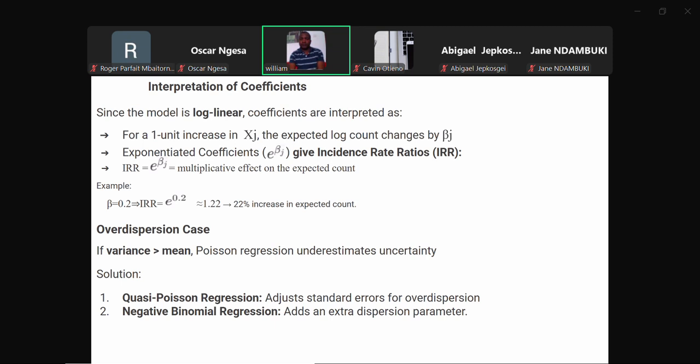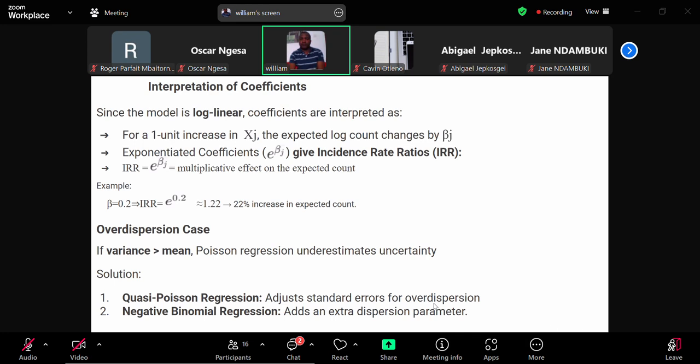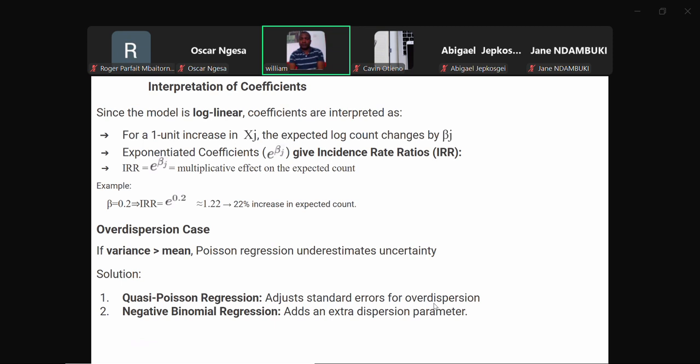And maybe we can check the overdispersion case, where the variance is greater than the mean. How do we handle that? Instead of just using Poisson regression, we can use what we call quasi-Poisson regression or negative binomial regression. Quasi is just to adjust the standard errors for overdispersion, and negative binomial is just to add an extra dispersion parameter.